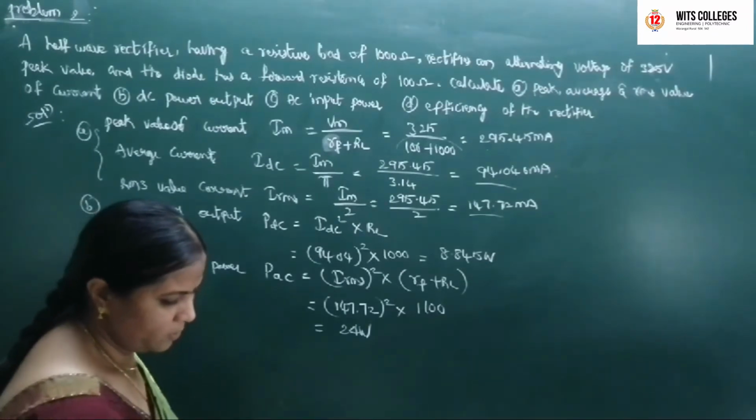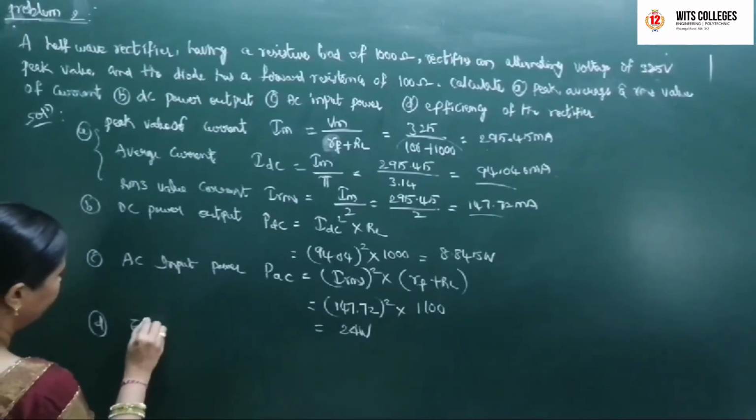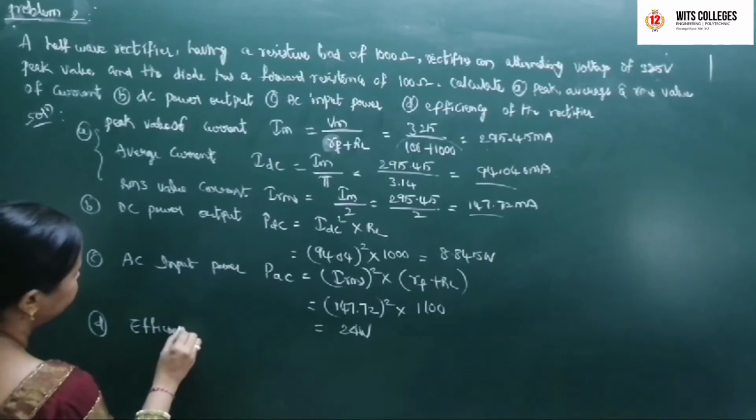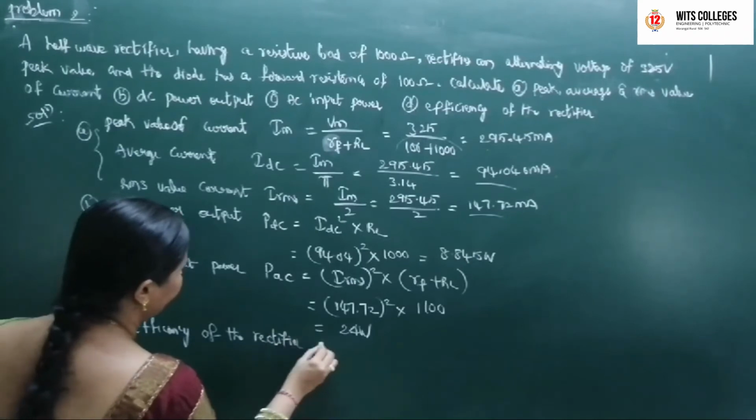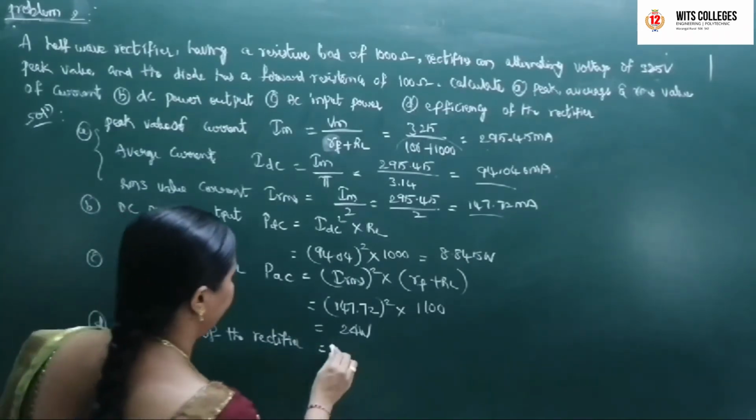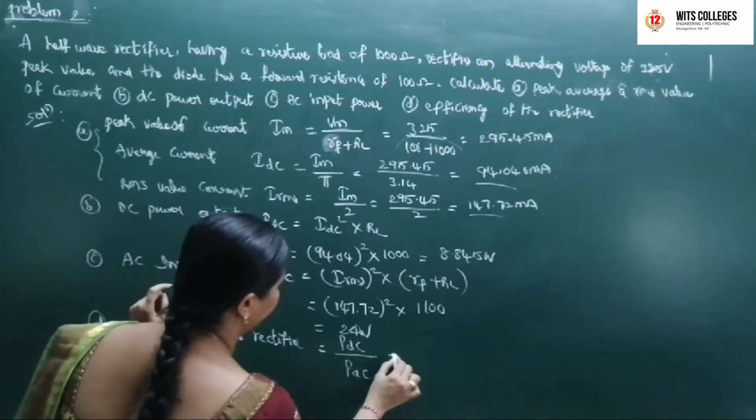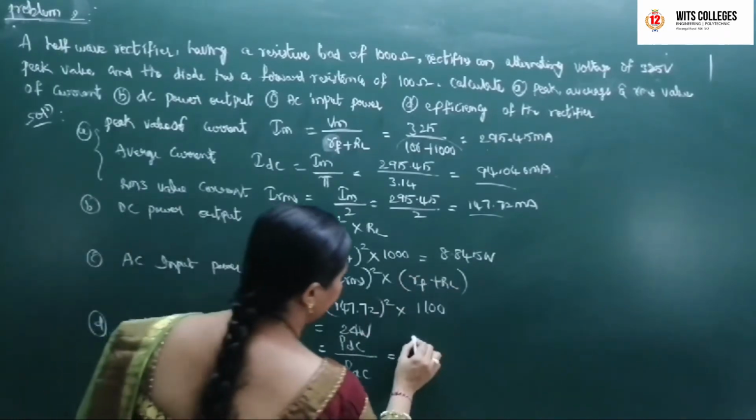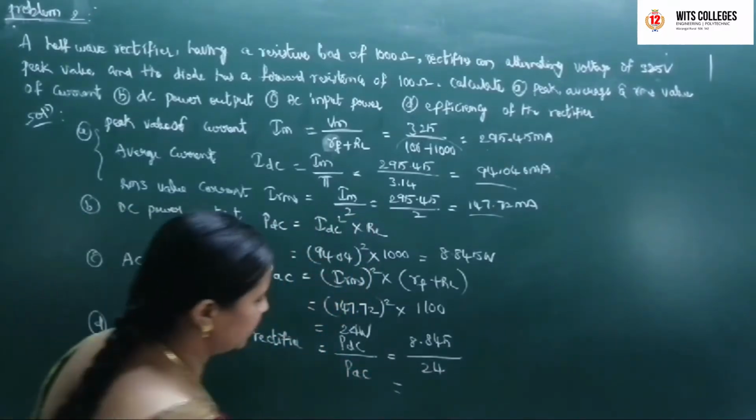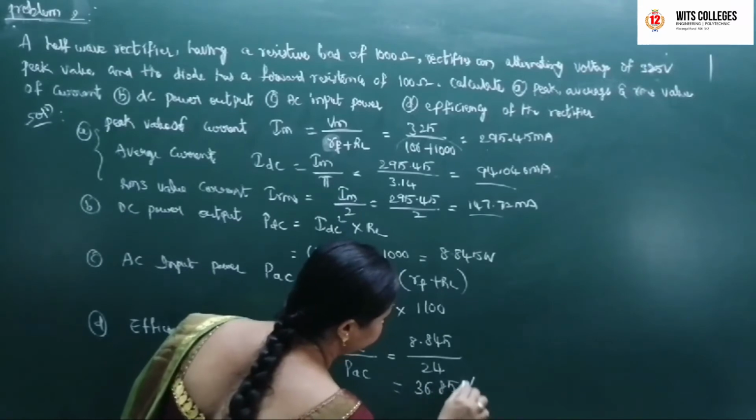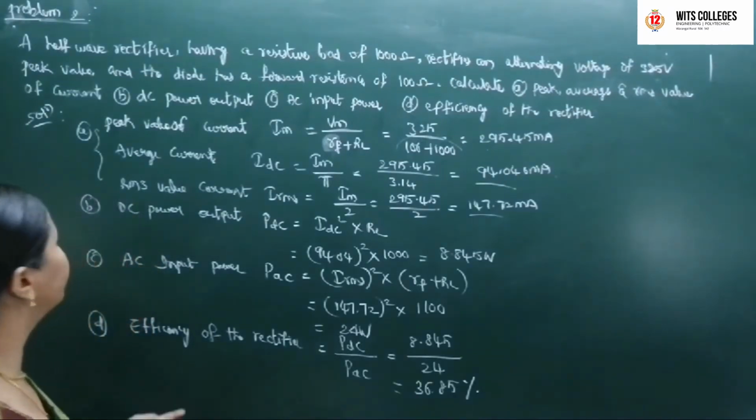Next we have to calculate the efficiency of the rectifier. It is indicated by eta. It is equal to the ratio of DC power output to the AC input power, PDC by PAC. The PDC value we got is 8.845 watts by 24, the PAC value. If you calculate this, you will get 36.85 percent. So the efficiency is 36.85 percent. So this is the problem.